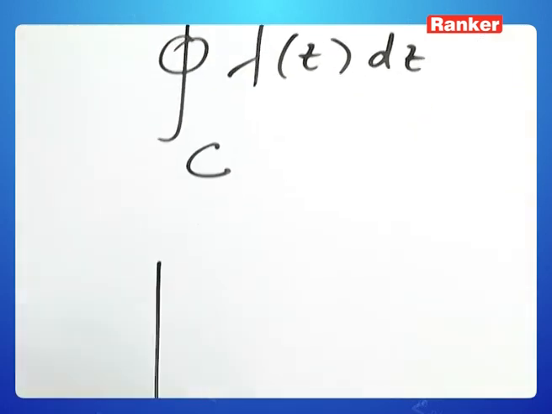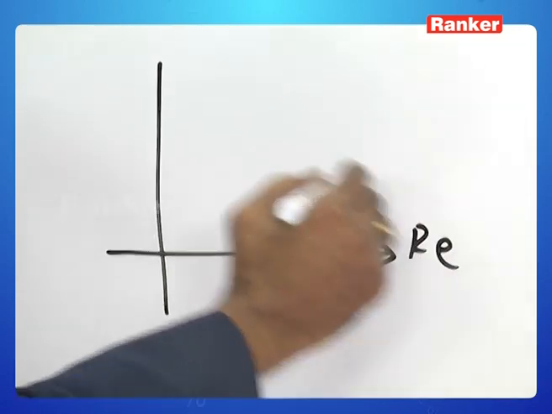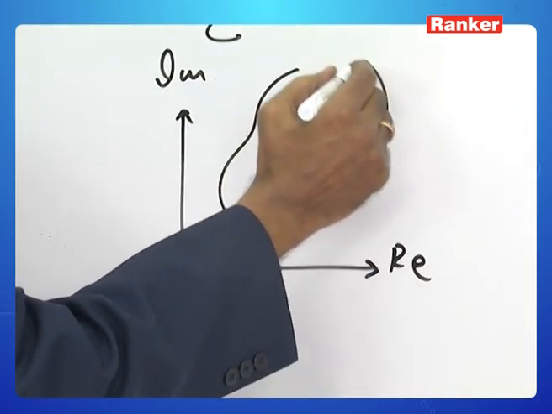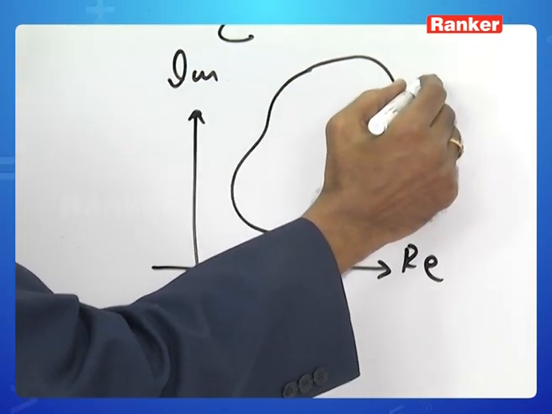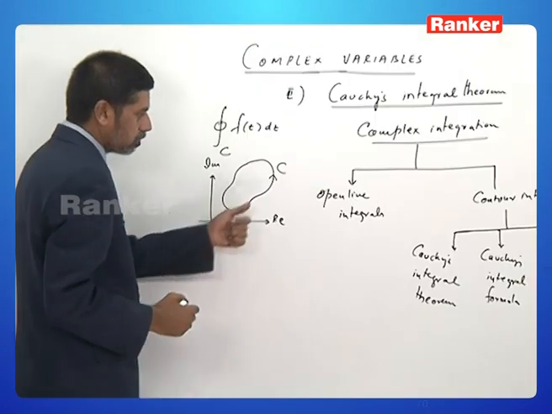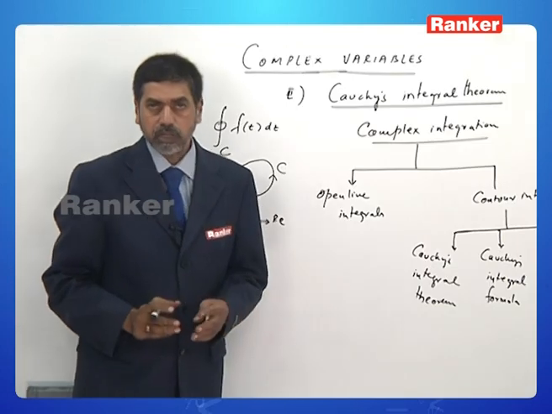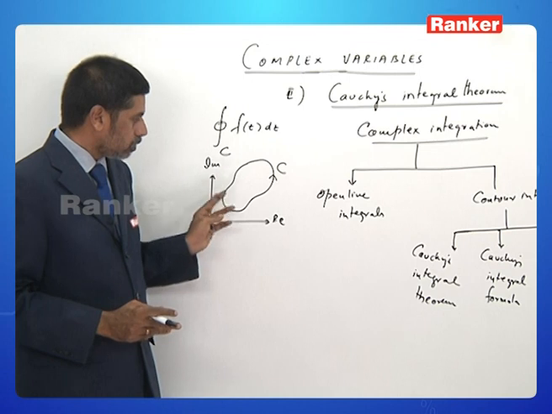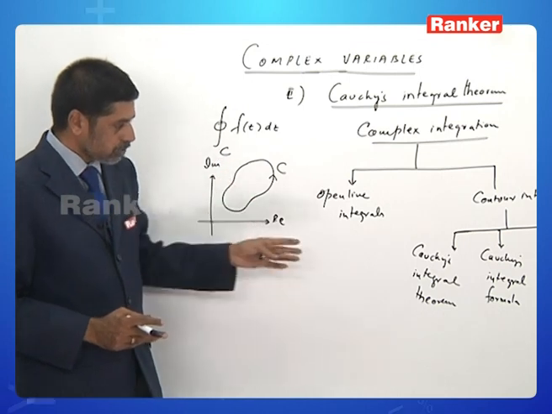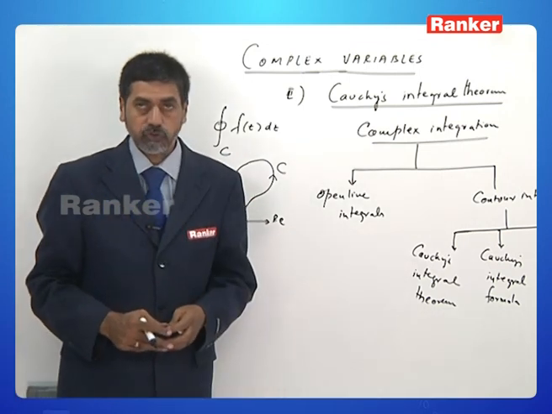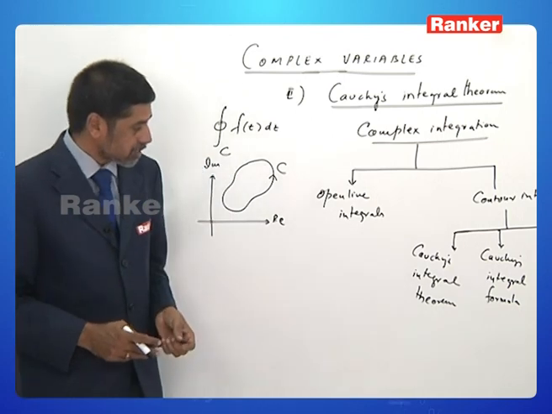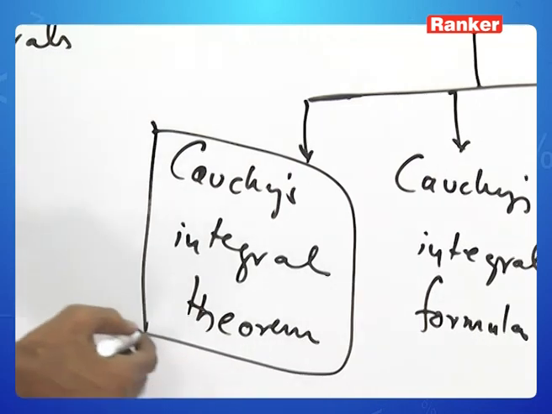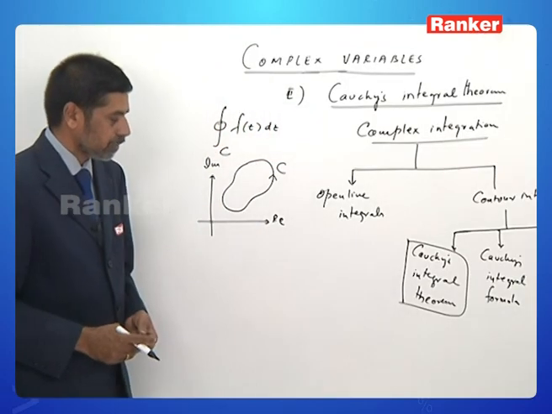So, if you take the complex plane, then this closed curve taken in the anti-clockwise direction becomes the contour. Now, when you are integrating over this contour, then those theorems can be very useful to us. Now, let us see what happens in the first case, that is Cauchy's integral theorem.